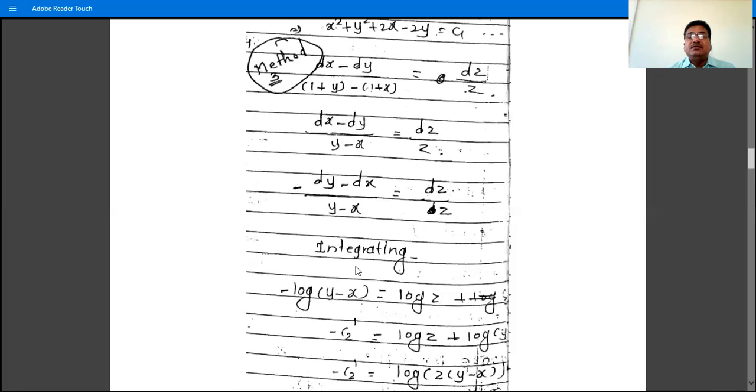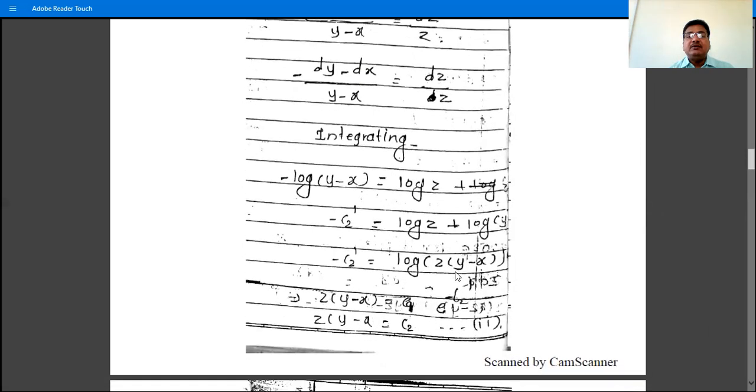we have this y minus x in the denominator, and the derivative of y. Take the negative sign as common. So dx minus dy is replaced by dy minus dx. And then the derivative of y minus x is what? dy minus dx. Then use the rule of integration, that the integration of f dash x divided by fx is log fx. That is, adjust the derivative of the denominator in the numerator. So the y minus x derivative is dy minus dx. And the integration of dz by z is log z.